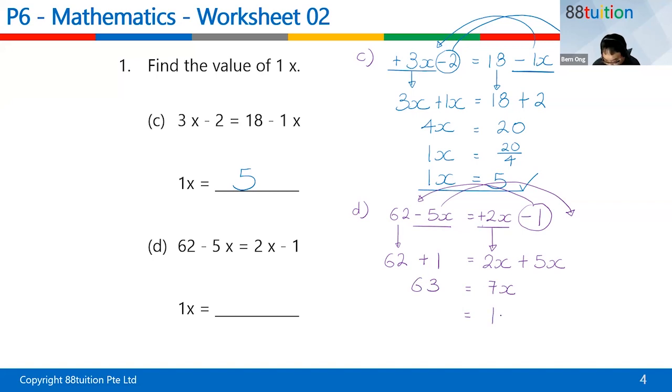Your objective is always to look for 1x. 63 divided by 7 will actually give you 1x, which is equal to 9. 9 equal to 1x is the same as 1x is equal to 9. Burn equal to handsome. Handsome equal to burn.